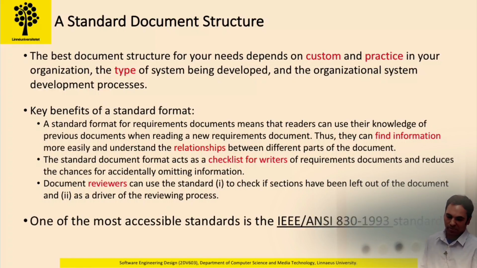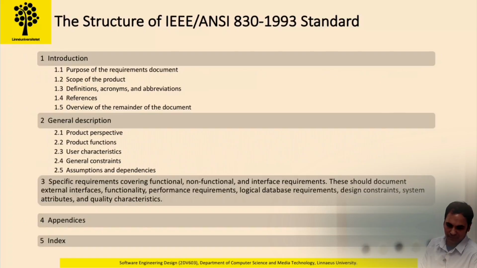So one of the widely accepted structures or standards for a requirements document is the IEEE ANSI 830-1993 standard, and it's also widely used in the industry these days. It has 5 different sections. In the beginning, as you can see, there is the introduction.